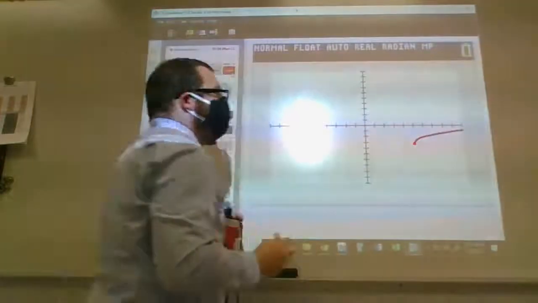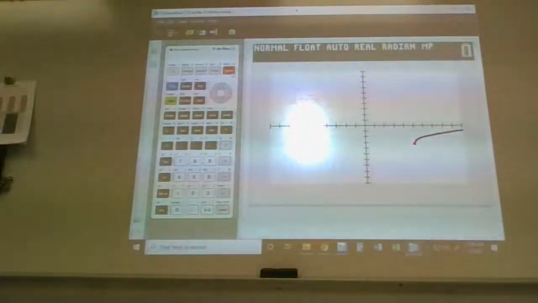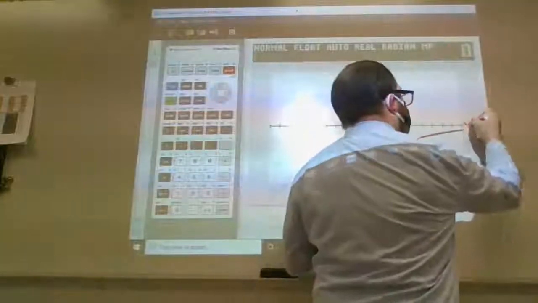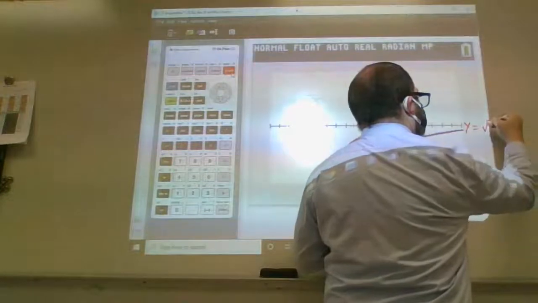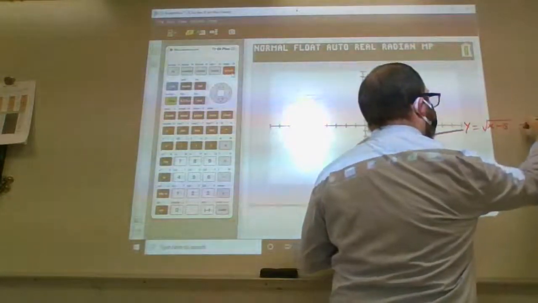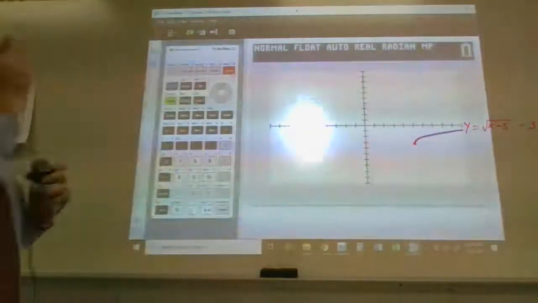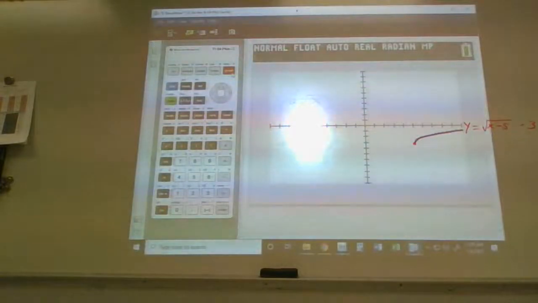Now this graph, I just wanted to put it there in case something changes drastically. That is my original graph. That is the function y equals the square root of x minus 5, minus 3. It shifted 5 to the right. It shifted 3 units down.